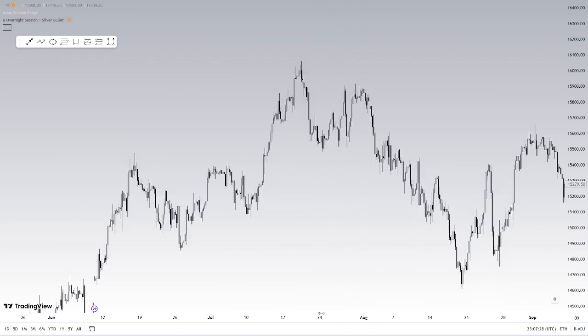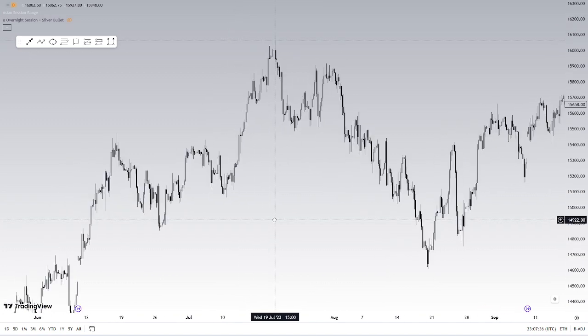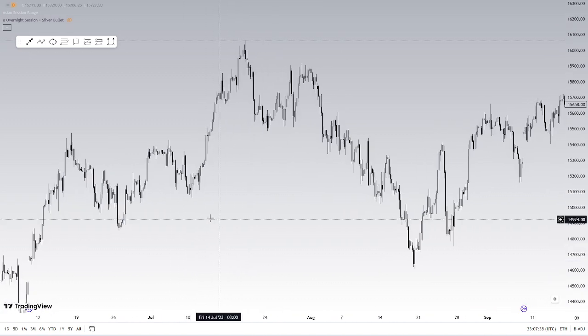The same can be applied to ES, the E-mini S&P 500, in the futures market, right? So here we're going to dissect a trade, right? And we're going to start off by looking at our structure, right? Just looking at our structural highs and lows.